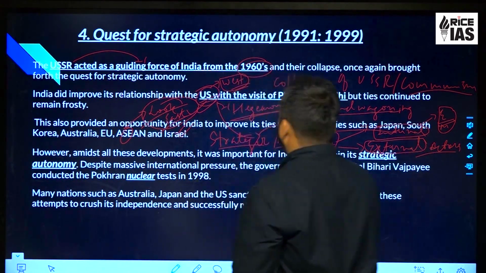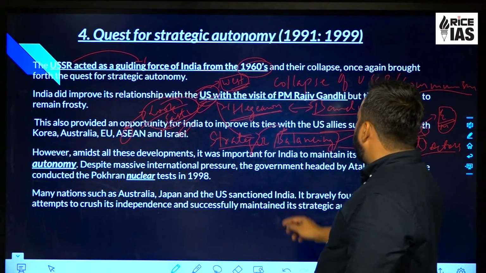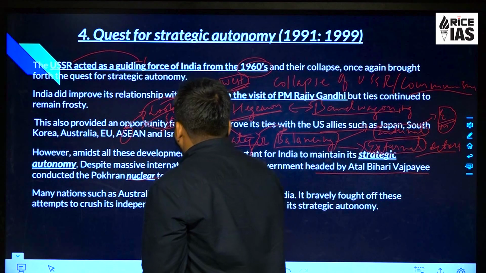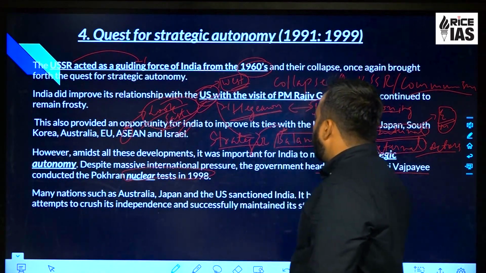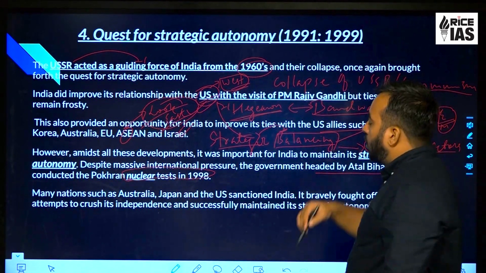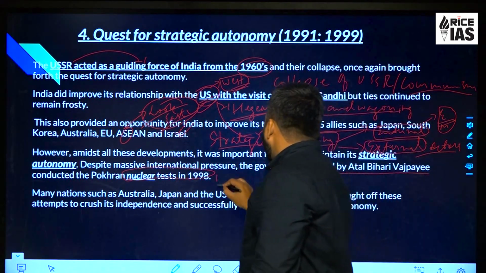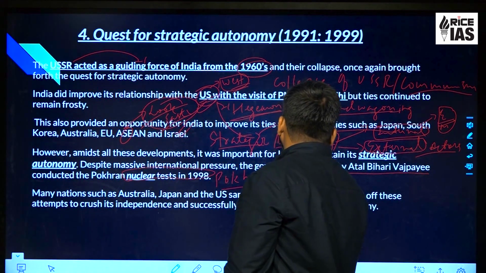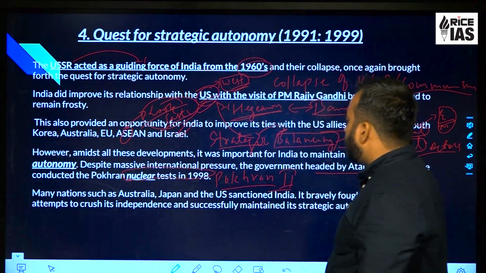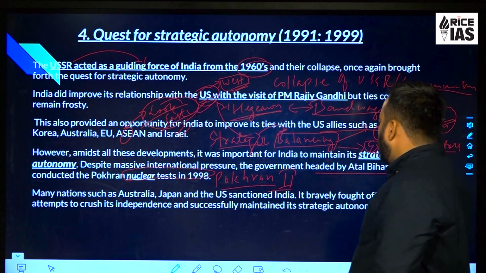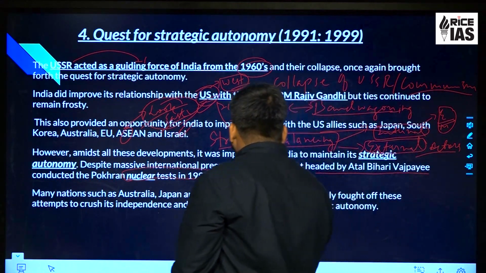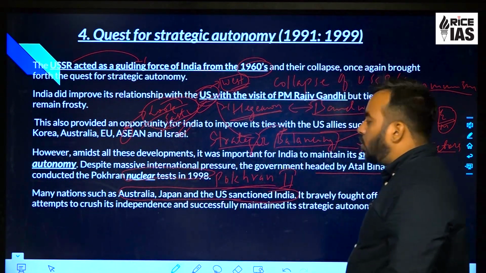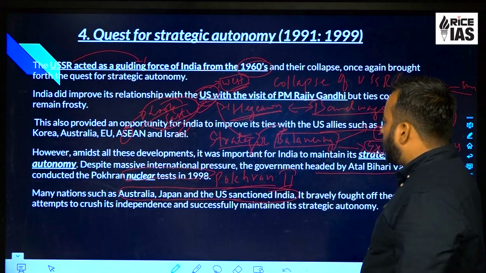Despite massive international pressure, the government headed by Atal Bihari Vajpayee conducted a nuclear test. One nuclear test was also conducted by Indira Gandhi. Pokhran 1, this was Pokhran 2. Two nuclear bombs were exploded. Australia, Japan and US sanctioned India. This was a tough time, very tough time. Australia, Japan, US are good friends of India now, especially Australia and Japan.